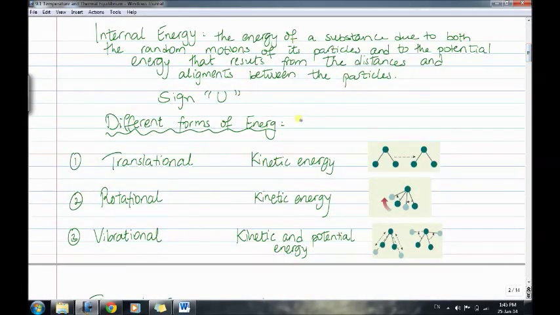Now, what is internal energy? Internal energy is the energy of a substance due to both the random motions of its particles and to the potential energy that results from the distances and alignments between the particles. The symbol is U. Now, we have different forms of energy. We have translational, rotational, and vibrational. Translational, it moves like that. For the rotational, it rotates. And then vibrational, it could stretch or bend.